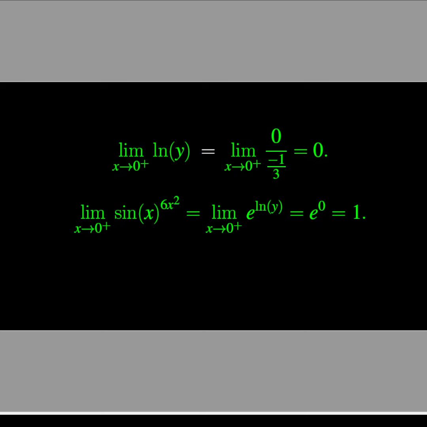Eventually, the limit as x goes to 0 plus of sine of x to the power 6x squared is equal to the limit as x goes to 0 plus of exponential of logarithm of y, which is equal to 1.